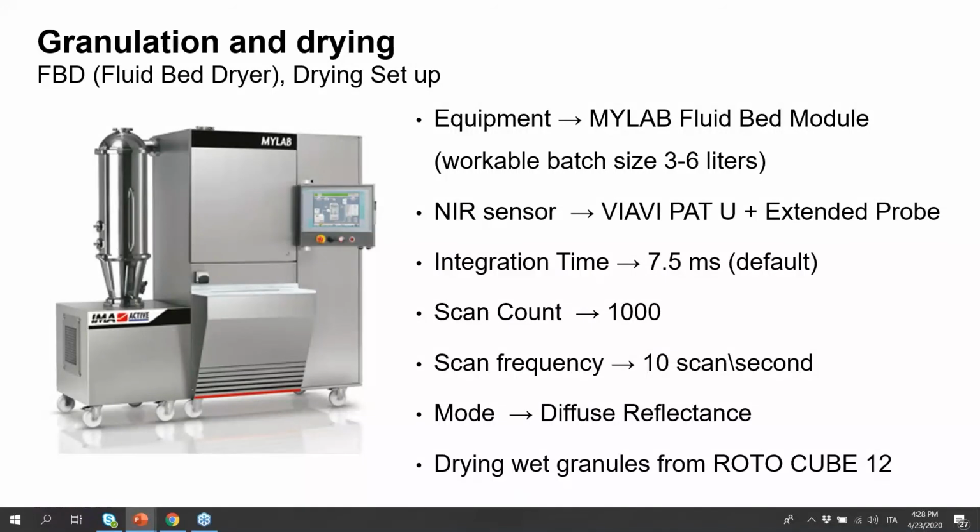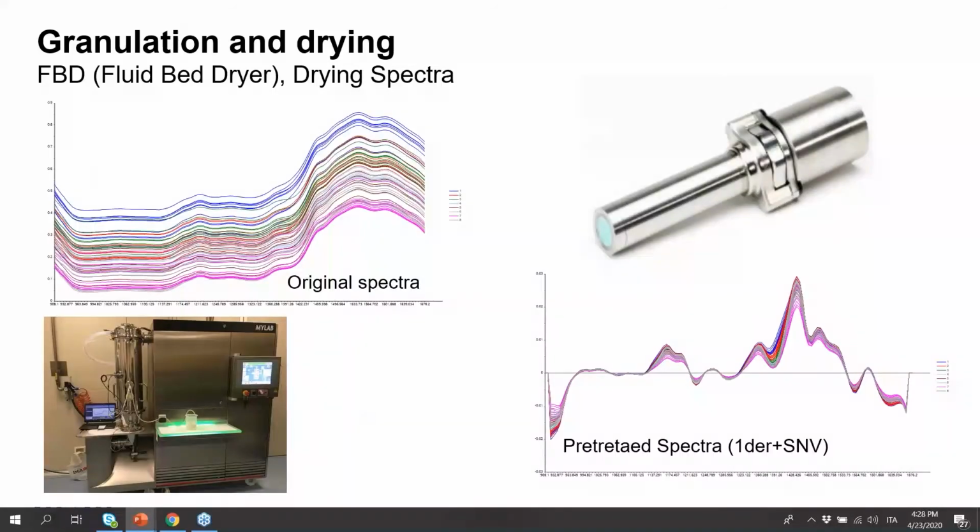This is an example where we took the wet mass that we got from the previous phase, from the high-shear mixer, and we dried it out here. You see original spectra and pretreated spectra. Compared to the previous one, the water peak in the first derivative keeps its own symmetry, and this is quite interesting to see.